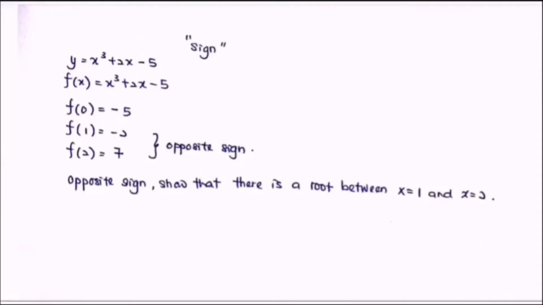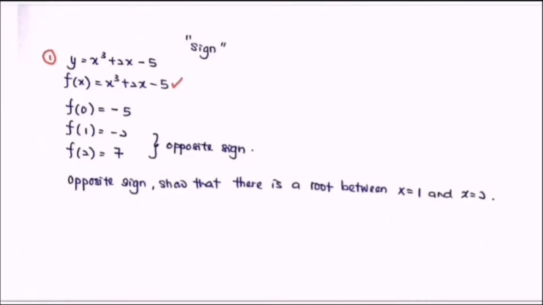First step is to have the equation where we must have x to the power 3 plus 2x minus 5 equals to 0. Then only we can have f(x), where we have y equals to x to the power 3 plus 2x minus 5. So here we have the equation. Next is to substitute any value, trial and error, in order to find the sign change.